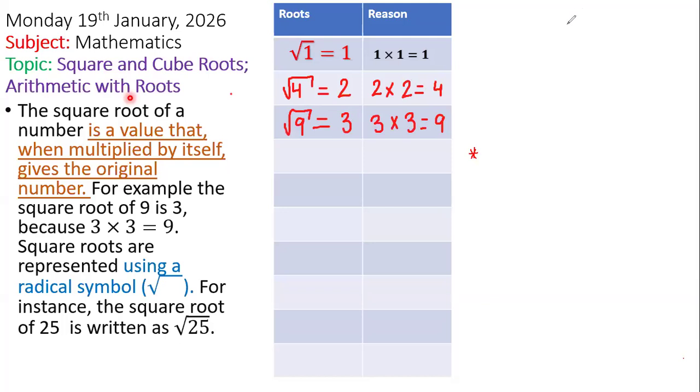All right, next. What is the square root of 16? 4. Why? What's the reason? 4 times 4 is 16. It's 16. Very good.